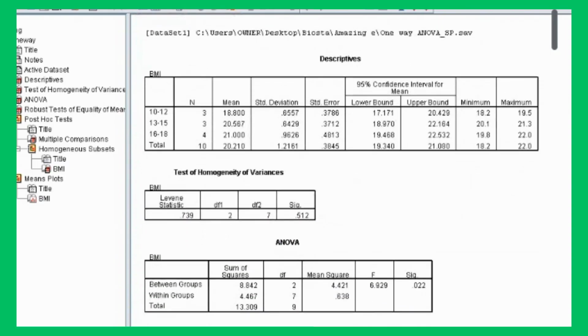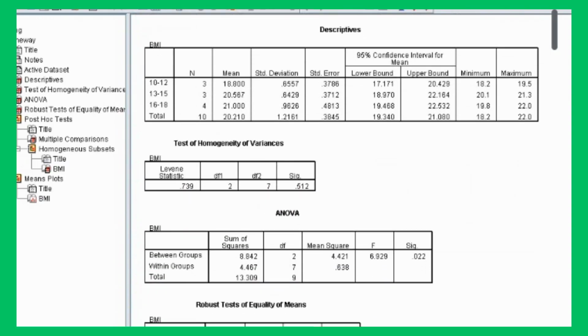Then you come to the ANOVA table. So in this ANOVA table, we look at the p-value here, which is 0.022. So it is telling us that there is a significant difference. One group is significantly different from the other group. But we don't know yet which group is significantly different from the rest.